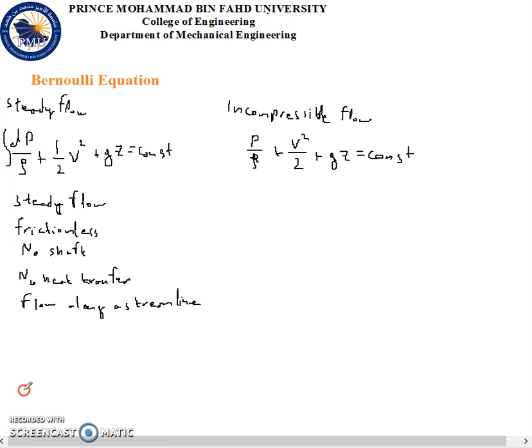So let's look at a few cases under which the Bernoulli equation will not work. If we have a sudden expansion, or if we have a long narrow tube, that would imply friction. If we have a fan, that means there's a shaft. If we have a heating section, we add heat transfer.